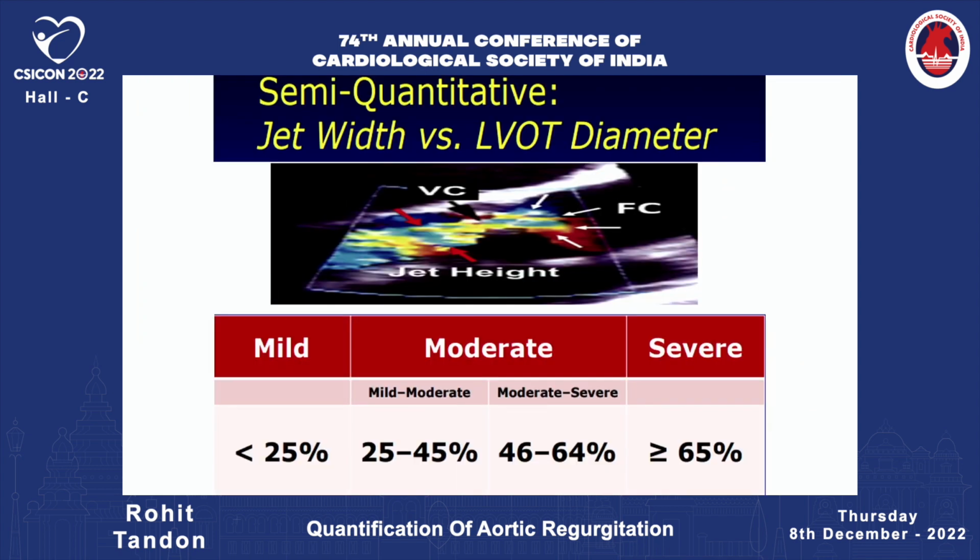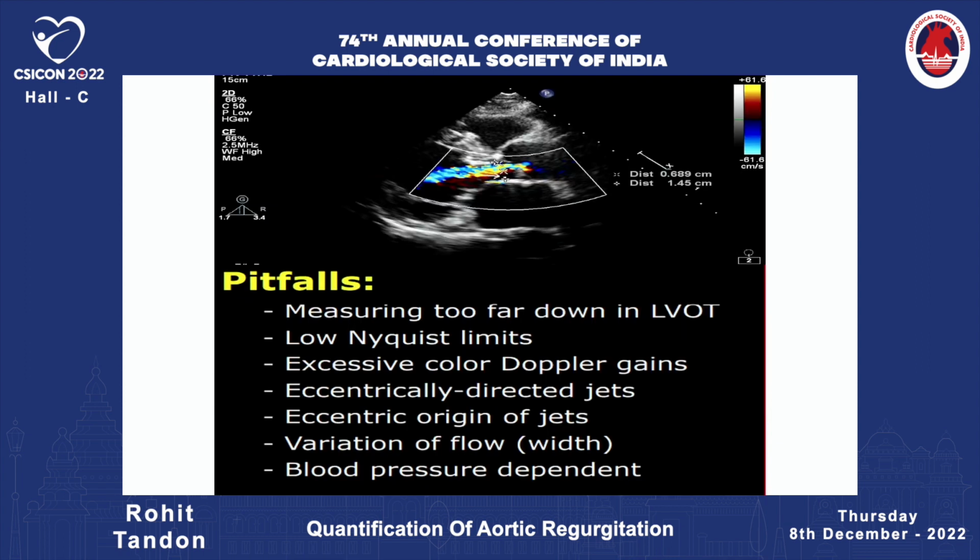So these are the mild, moderate, severe parameters: less than 25%, 25 to 40, sometimes moderate to severe 40 to 60, and more than 65. Then again, what are the pitfalls? If we measure too far down the LVOT, we have low Nyquist limits, excessive color Doppler gains, eccentric origin jets or eccentric directed jets, and also variation of flow width and blood pressure. These are important parameters we have to check before measuring.